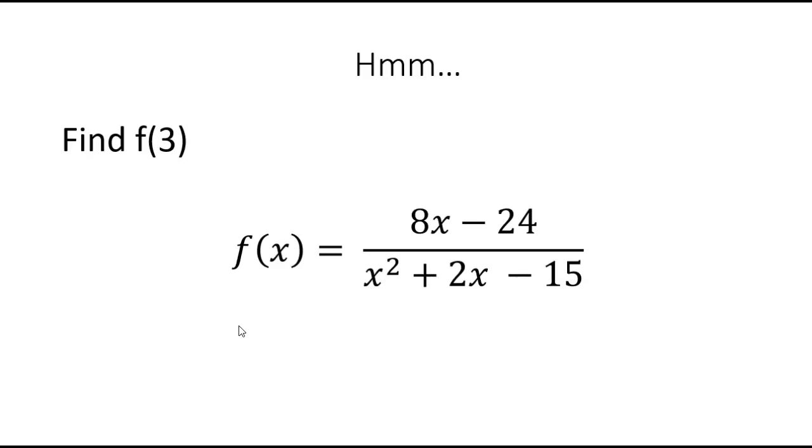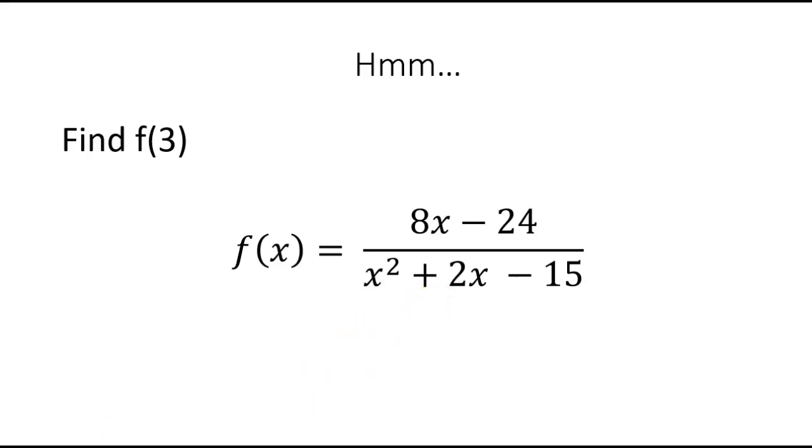I would encourage you guys to pause the video here and see if you can find f of 3. Now pay attention to the fact that it's not saying f prime of 3. I'm not asking you to find a derivative. I'm just asking you to find f of 3, which means plug it in and see what you get.